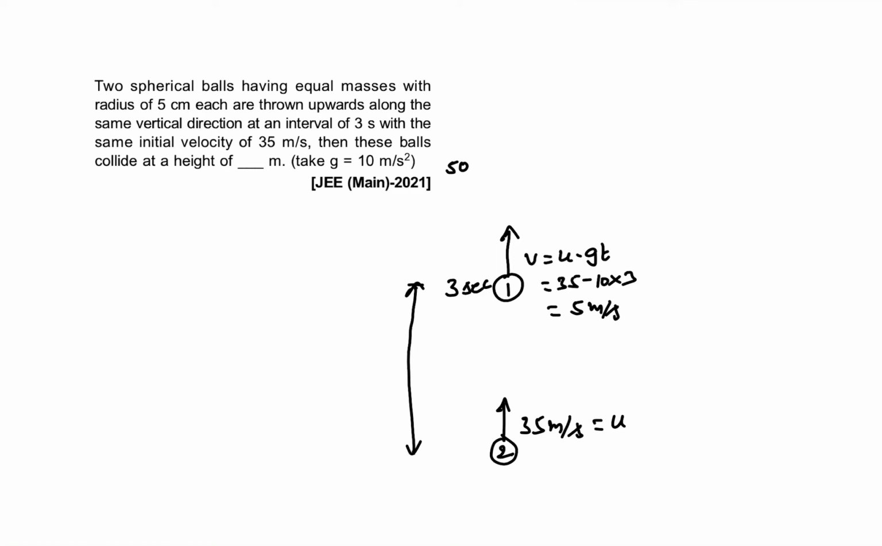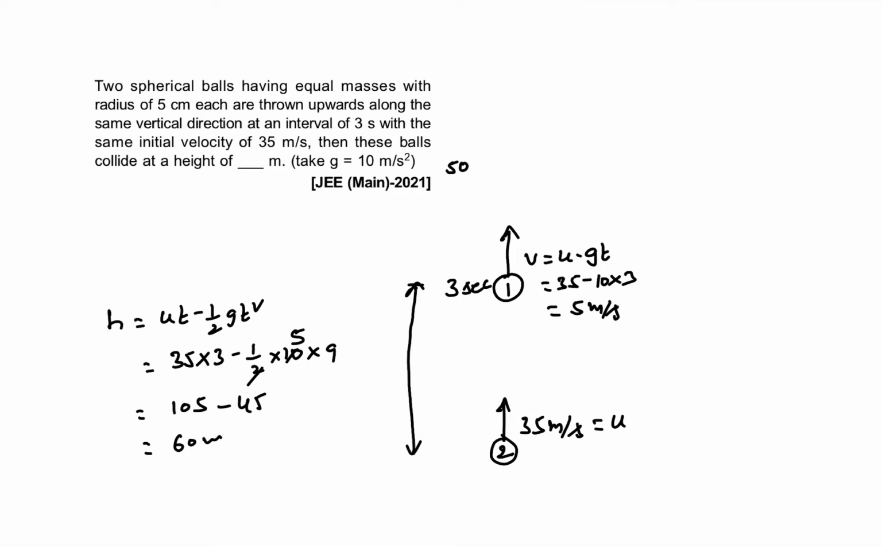Now you can see what is the gap between them. So in 3 seconds how much distance does it travel? H is equal to ut minus half into gt square. U value is 35, t is 3 seconds, half into g is 10 and t square is 9. We can see that 35 into 3 is 105 minus 45. 105 minus 45 is 60 meters. The gap is 60 meters.